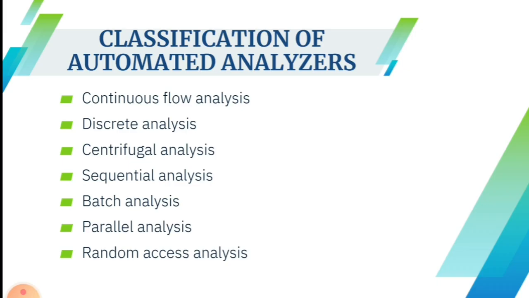So we have different classifications of automated analyzers, but there are three basic approaches with instruments. We have the continuous flow, the centrifugal analysis, and the discrete analysis. All three can use batch analysis, which involves a large number of specimens in one run, but only discrete analyzers offer random access or stat capabilities.